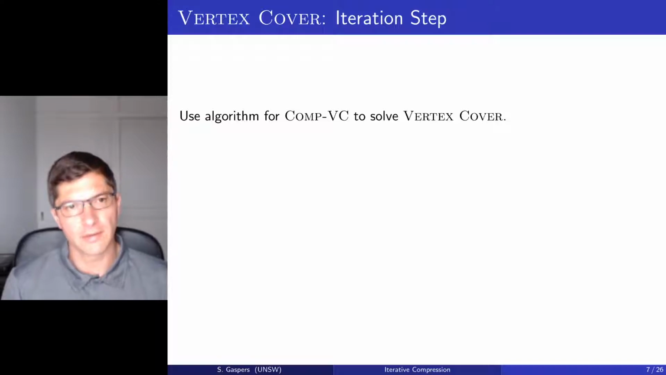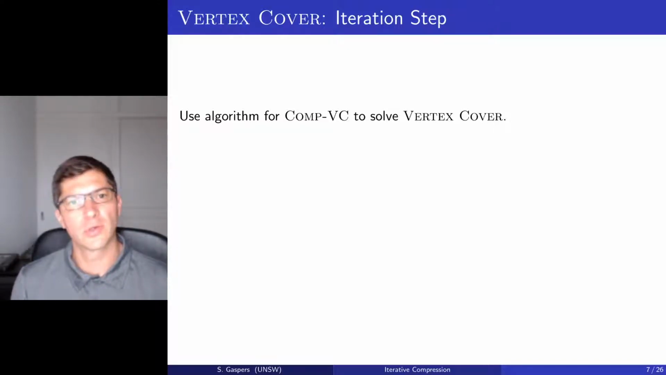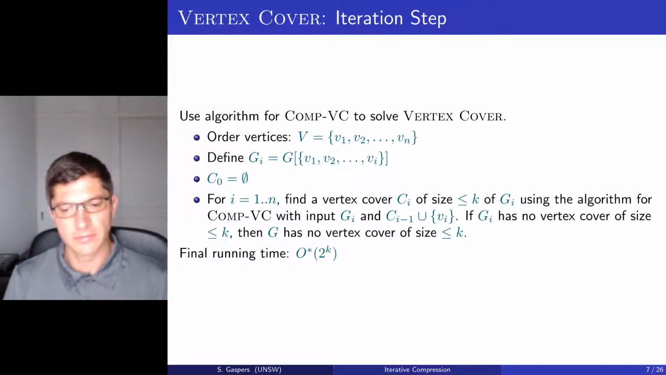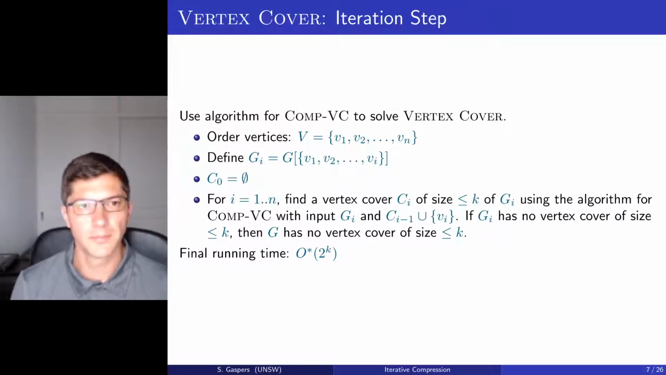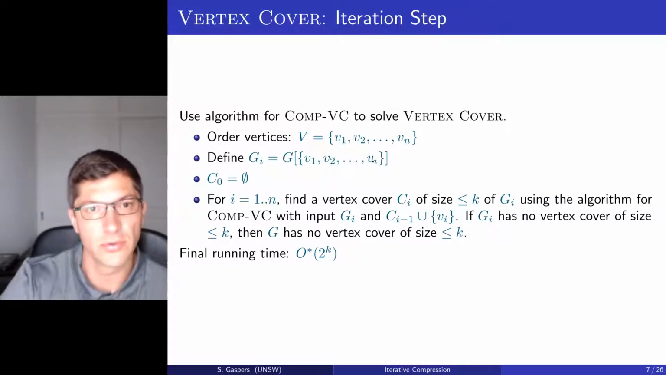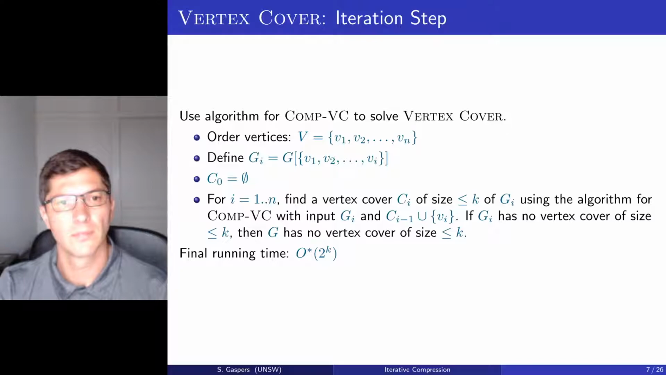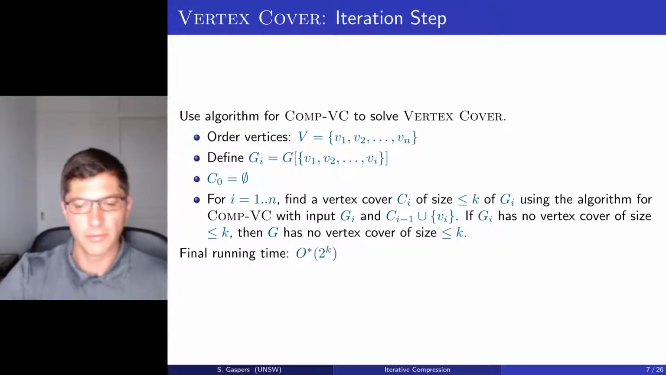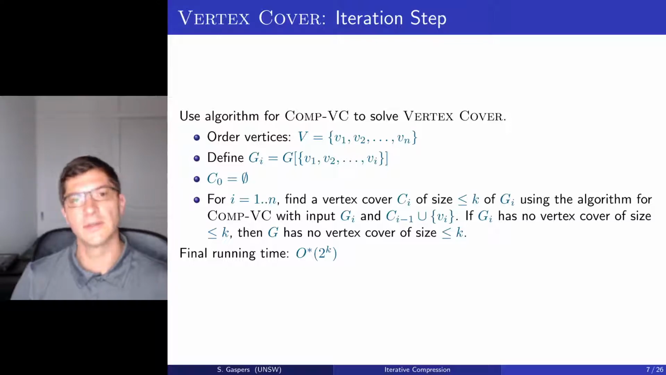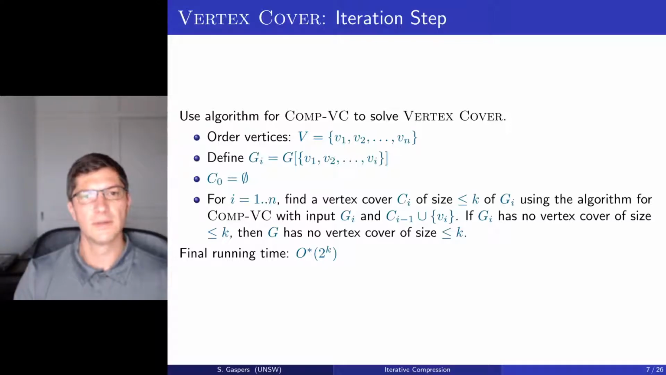Now, how do we solve the vertex cover problem? Well, we want to use this algorithm for the compression version to solve vertex cover. First of all, we order all the vertices of the graph, and we define G sub i as the graph induced on the first i vertices of this ordering. In our first step, we will process the graph G0 that contains no vertices, and then G1 that contains only one vertex, and then G2 that contains the first two vertices, etc. So at step i, we process the graph on i vertices that has all the edges between those i vertices that were in the original graph.